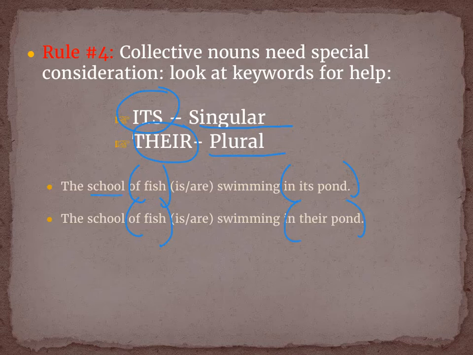We see the subject in both sentences is exactly the same. It's school. School is a group of fish. Therefore, we look for a clue word in the sentence, and if you look in the latter portion of the sentence, the first one says its. We said that that was singular, so it's like saying she is swimming. In the second one, we see the clue word is there. There is like saying they, so in the second sentence, we would say they are swimming.